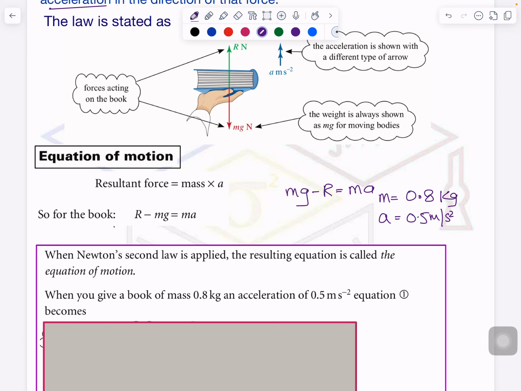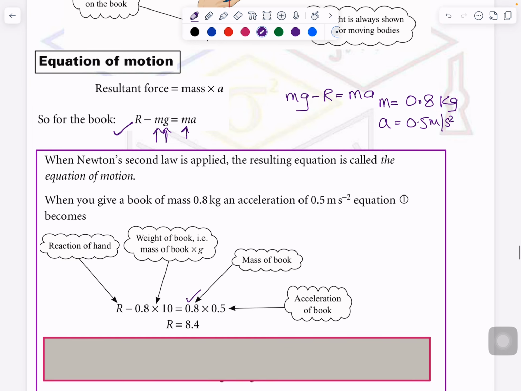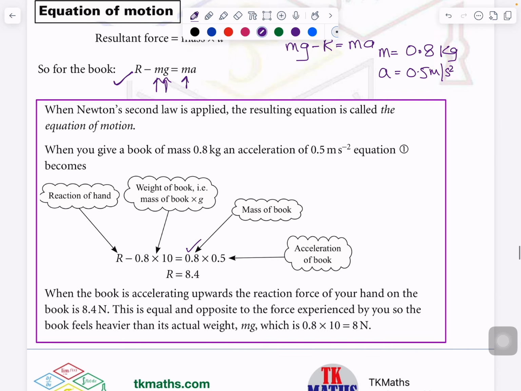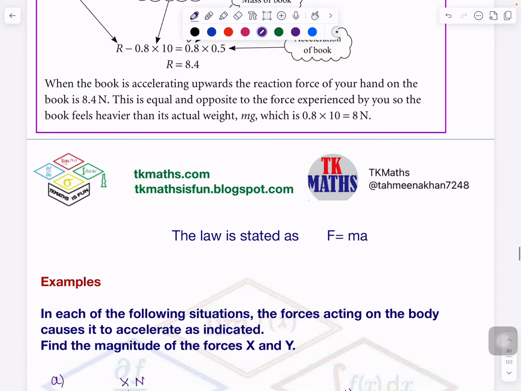You have to substitute values in this equation because it is accelerating upward. So you will replace m by 0.8, g, gravity, you will replace by 10, mass is again 0.8, and acceleration is 0.5. So you got R is 8.5, right? So what does this mean? You are feeling heavier, and the actual weight of the book is 8 Newton. That is the interpretation. Sometimes interpretation is also asked, but that is very rare.